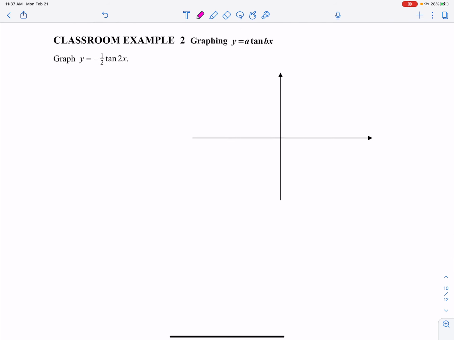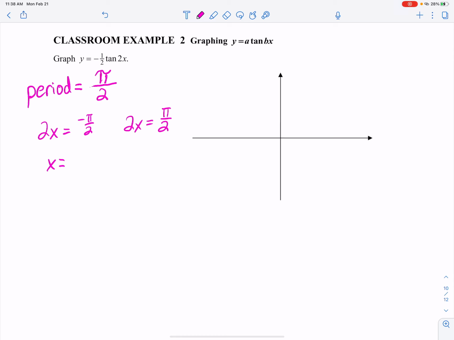Example 2. First thing we're going to do is find our period. To find my period, I take my existing, what it would have been, which was pi, and I divide it by b, b being the number in front of our argument, the 2x. So b is 2. So I know my period is pi over 2. I can find this now by taking bx, 2x equals negative pi over 2, and 2x equals positive pi over 2. These will tell me my new asymptotes.